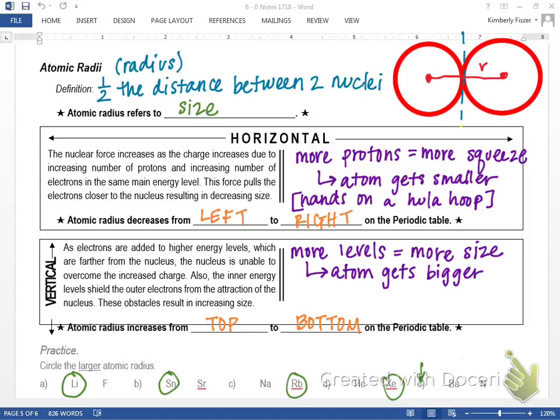Next one up, barium and nitrogen. Put your 2 fingers down on your periodic table. Barium and nitrogen. Who has more rings, barium or nitrogen? Barium has 6. Nitrogen has 2. So who do I know is already going to be bigger? Barium.